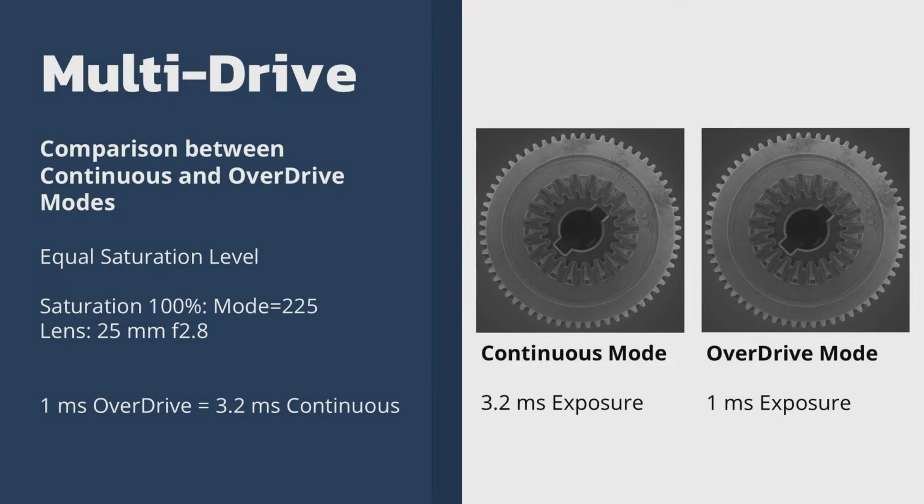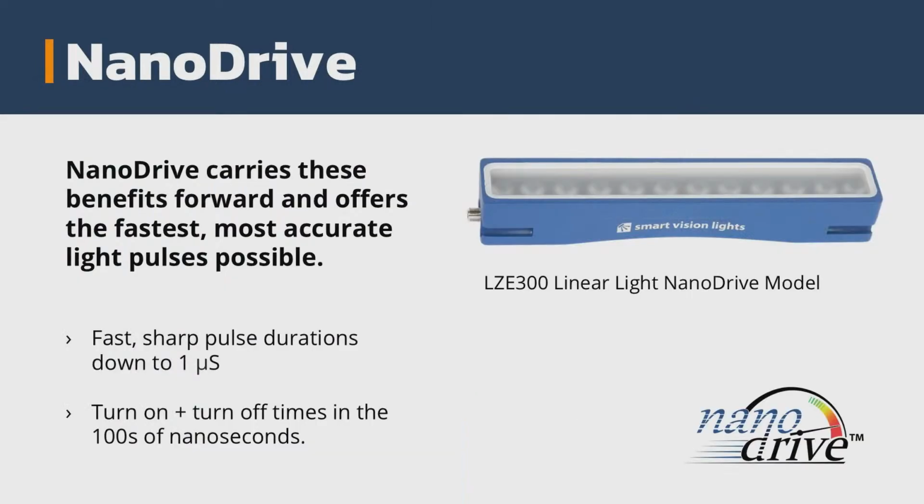in continuous, or you can look at it as overdrive gives me 100% saturation at only a millisecond when it would take me 3.2 milliseconds to get the same exposure in continuous mode, or some combination of exposure and saturation level to get to a point in between if you weren't going to use overdrive mode. So clearly overdrive mode has benefits, and if you're not being limited by the duty cycle or the frame time, there's really no reason not to do this kind of thing.